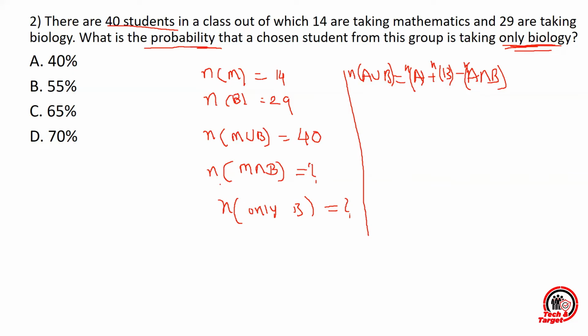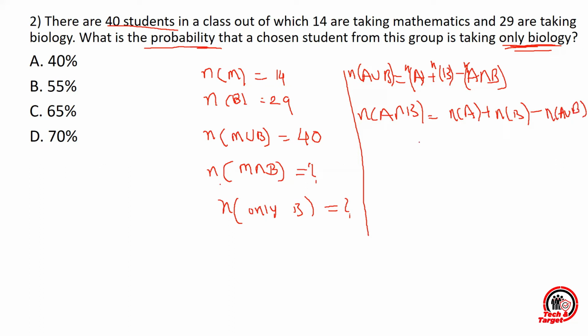But instead of A union B, we want A intersection B. So if we move this to the left side, this will become positive. So N of A intersection B will be N of A plus N of B, and minus. This positive sign, if we move it to the right side, will become negative. So this now will be A union B, right?